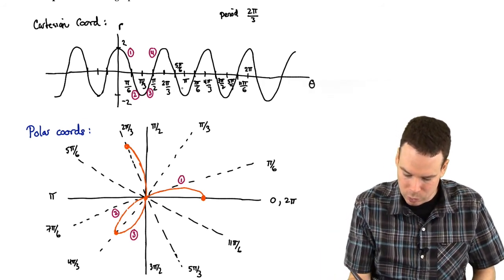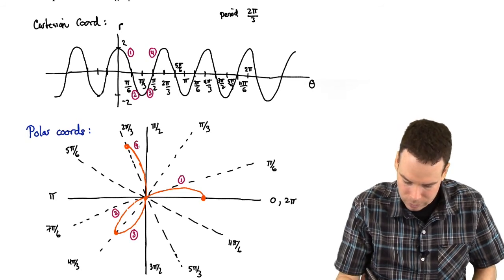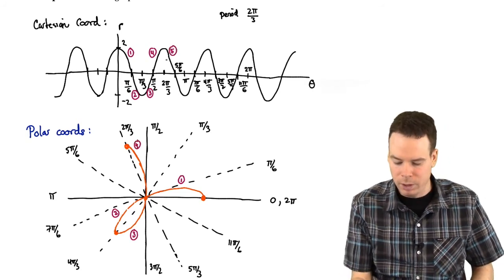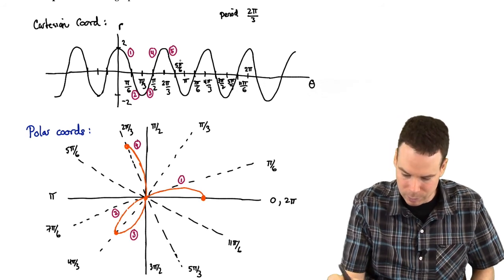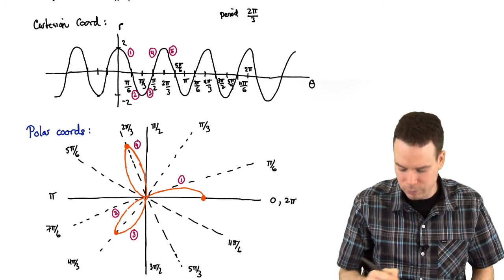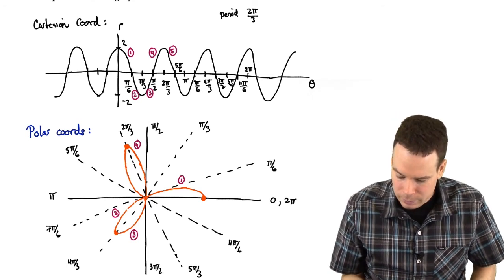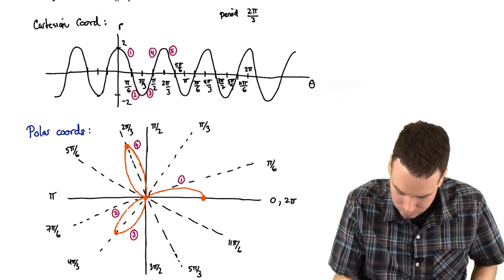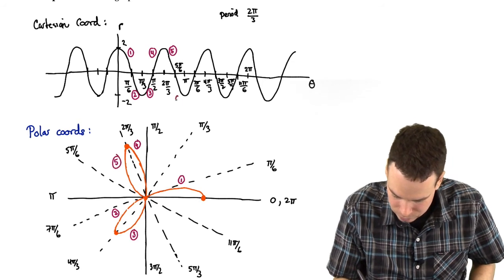And then as I move, so that was 4, and then for segment 5, my r value goes back to 0 at 5 pi by 6. So it now goes back to 0, 5 pi by 6. And that was segment number 5. What about segment number 6?